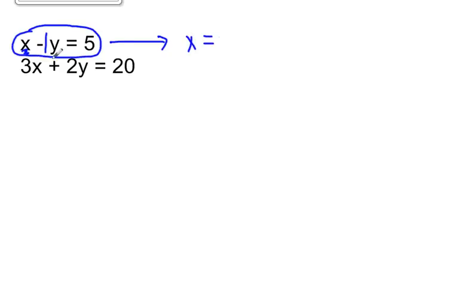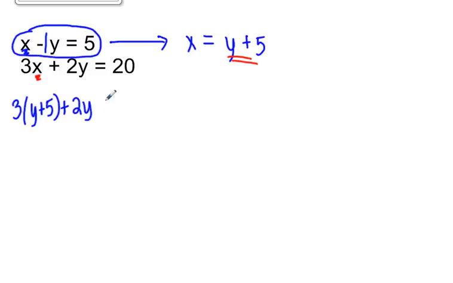So in order to get x by itself, I need to add y to the other side. So my first equation has now been rewritten into x equals y plus 5. Y plus 5 is going to be substituted or replaced for my x variable in the second equation. So my second equation, instead of saying 3 times x, it says 3 times parentheses y plus 5. And now we have the same variable in our equation.